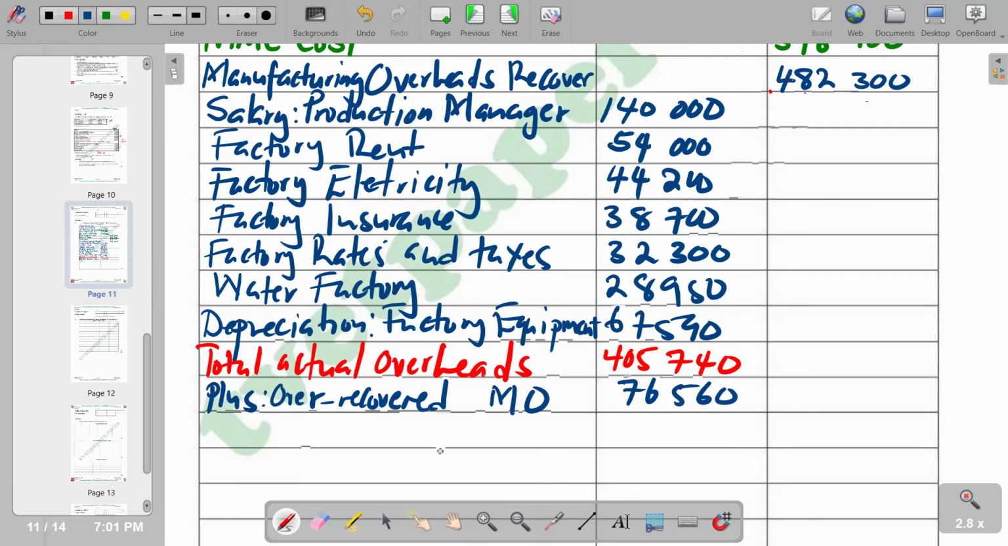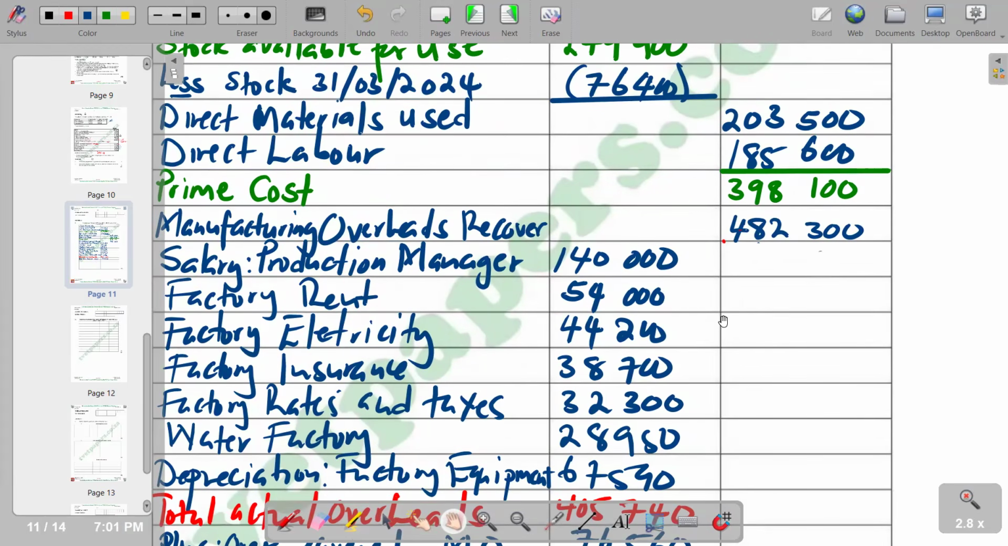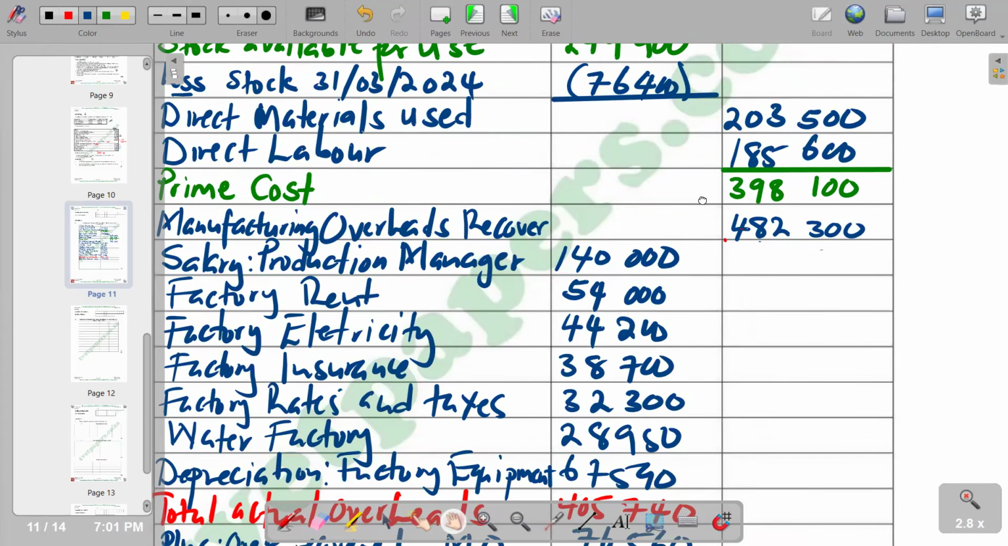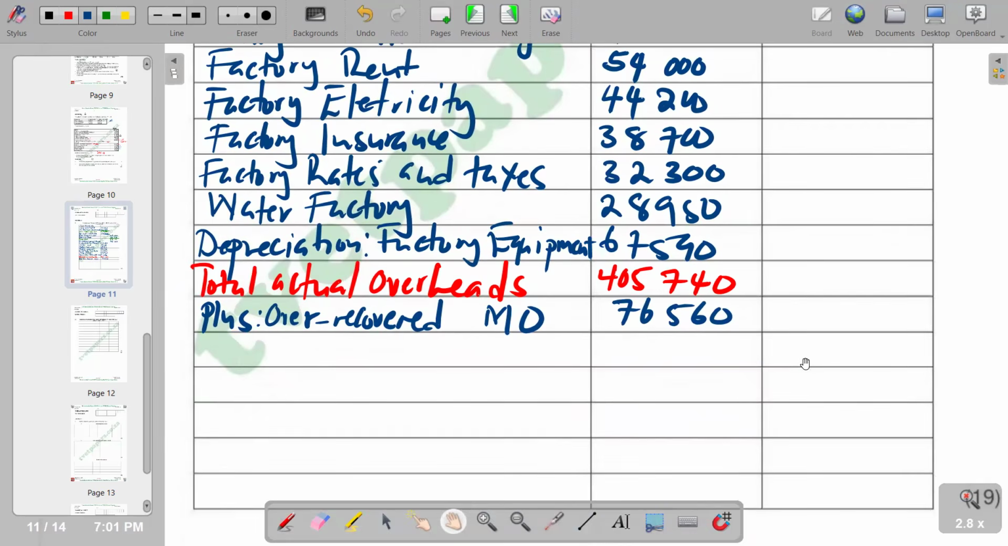So with that, it means we are going to use our figure for manufacturing overheads recovered as part of the calculation to arrive at the cost of production of finished goods. So we're now going to say prime cost plus manufacturing overheads, 319,100 plus 482,300. Then we get our total figure, which is supposed to come here, our total cost of production. So we get 880,400. And this is total cost of production.